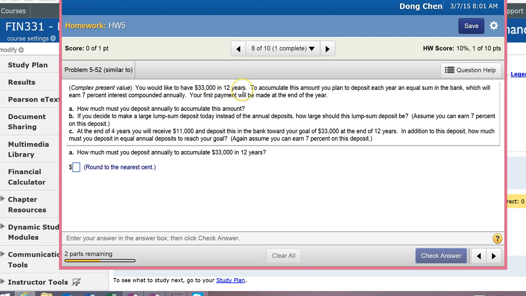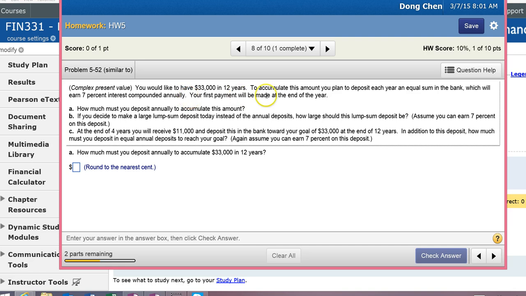$33,000 in 12 years. To accumulate this amount, you plan to deposit each year an equal sum in the bank. So before I continue, I just want to say that this already suggests it's an annuity problem because it says deposit each year an equal sum in the bank, which will earn 7% interest compounded annually. Your first payment will be made at the end of the year.